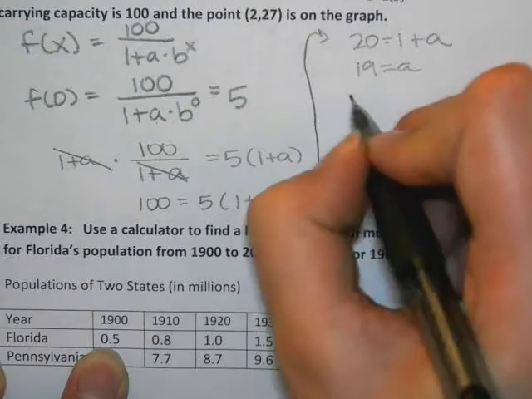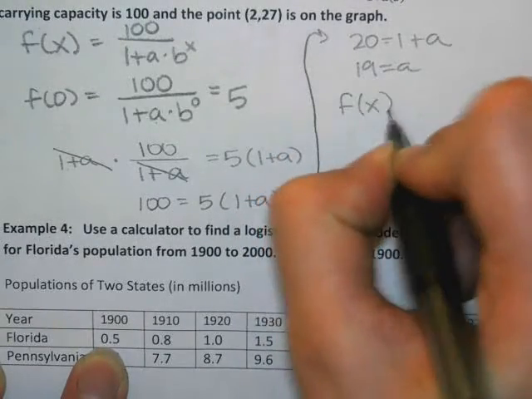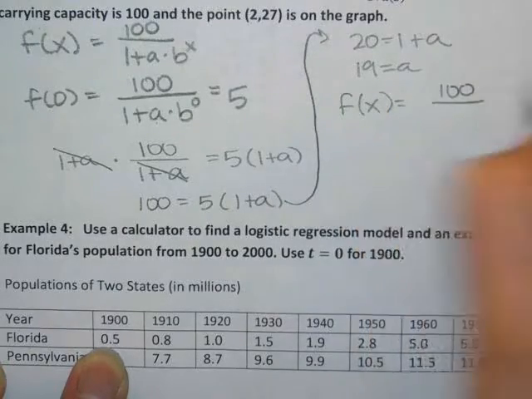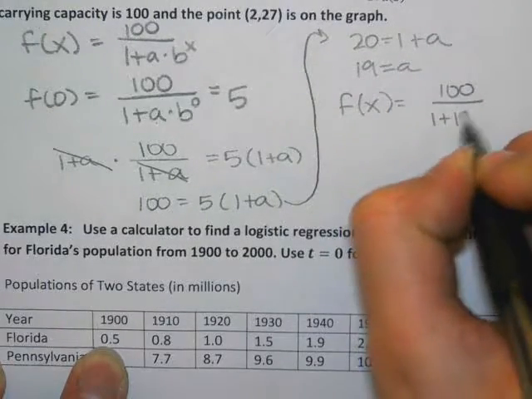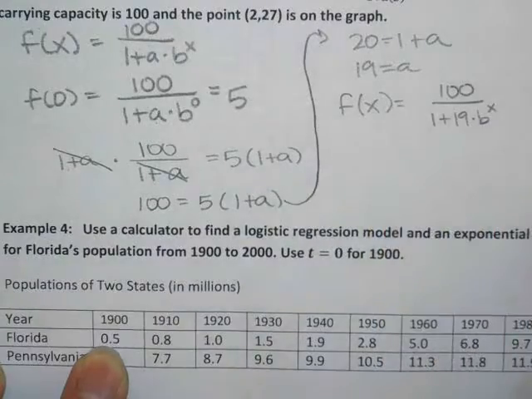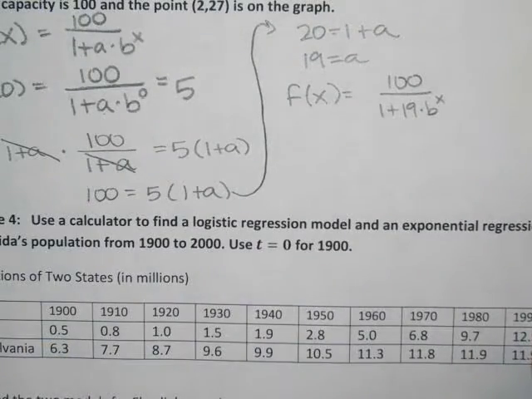All right, so now we have the function f of x equals 100 over 1 plus 19 times b to the x. That's the function that we have now. We are very close to being done. All we have to do is figure out what the base is, that b value. Okay? So now I can use the information I have where if we plug in an x coordinate of 2, we get a y coordinate of 27.